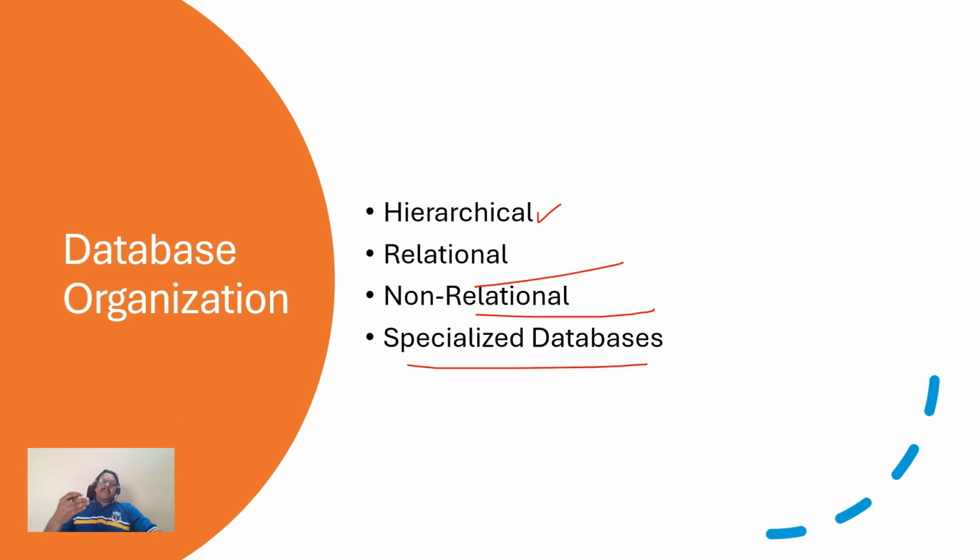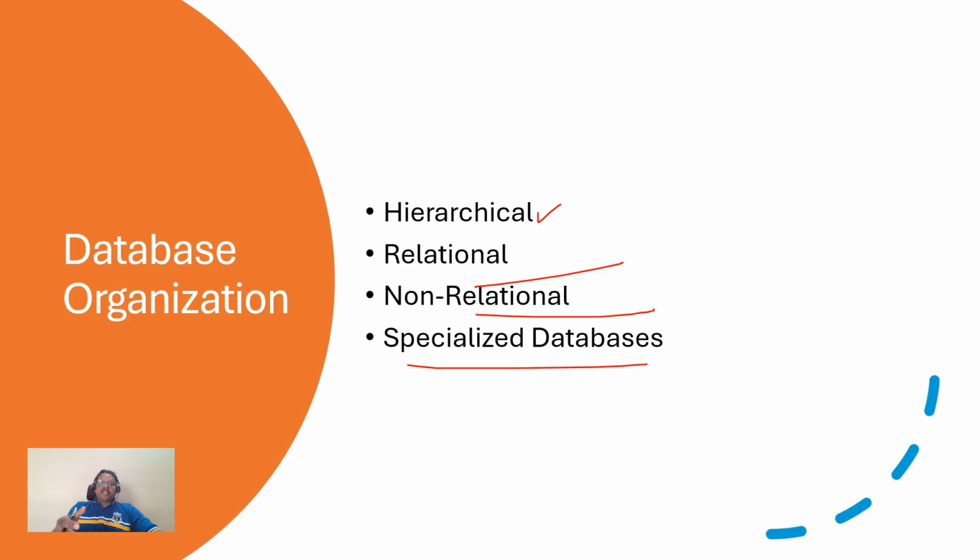So specialized databases are tailored for specific use cases or industries, optimized for unique data requirements. Maybe you can say computer-aided design and manufacturing. That's called CAD. These are databases supporting design and manufacturing processes by storing complex engineering data and models. So that is a specialized database.